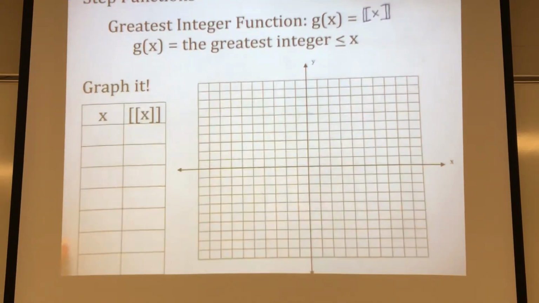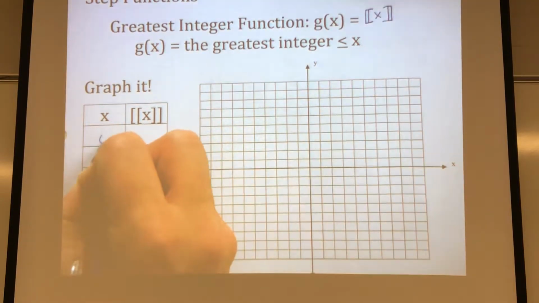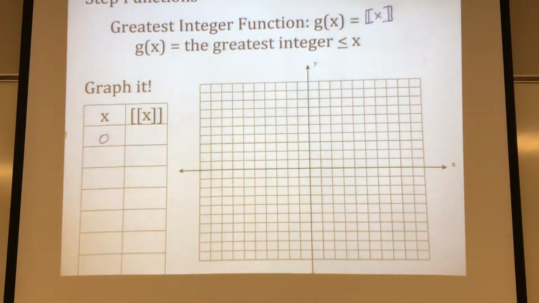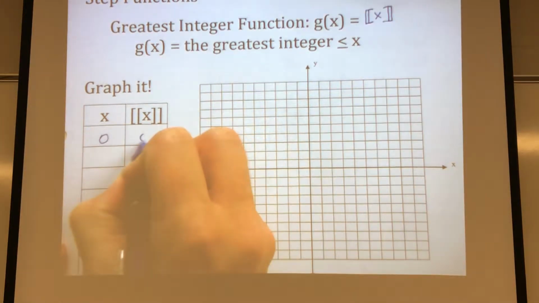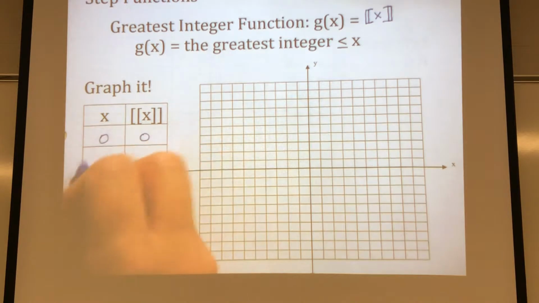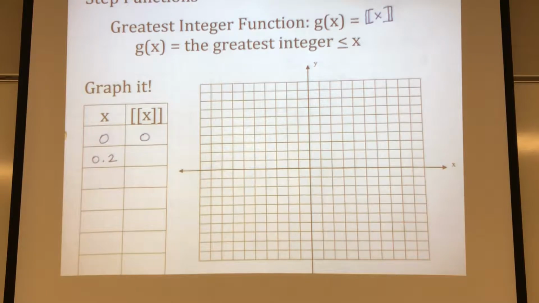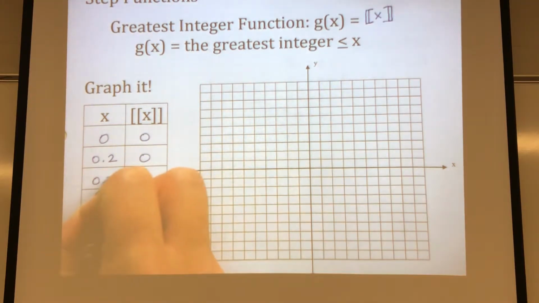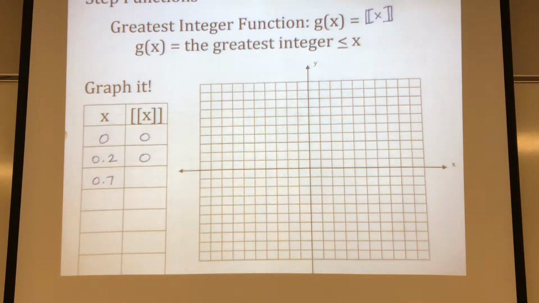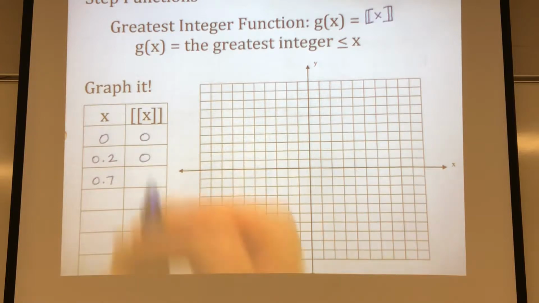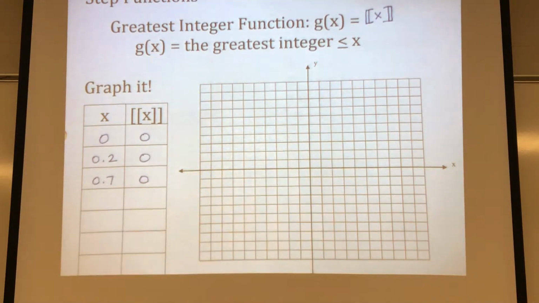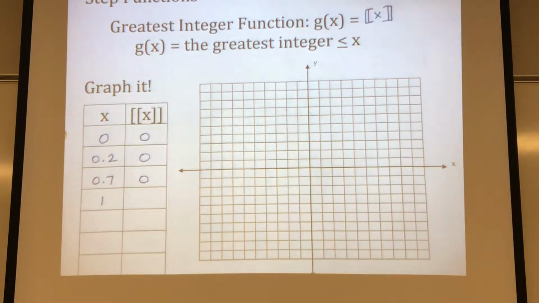I'll give you an example. If I put 0 into the function, the greatest integer less than or equal to that is of course 0, because 0 is an integer. But if I put 0.2 into the function, the greatest integer that is less than 0.2 is 0. Same would go for something like 0.7. I go to that next integer less than that number, which would still be 0. It's going to continue being 0 until we cross the threshold of another integer.